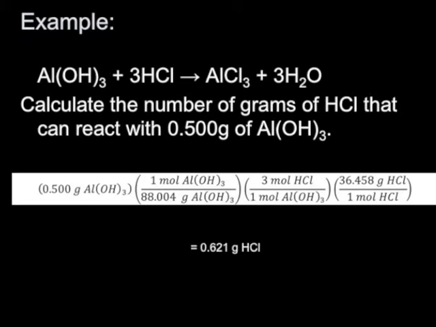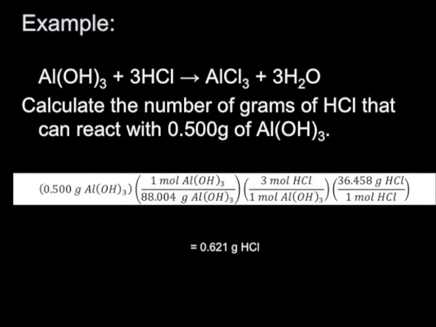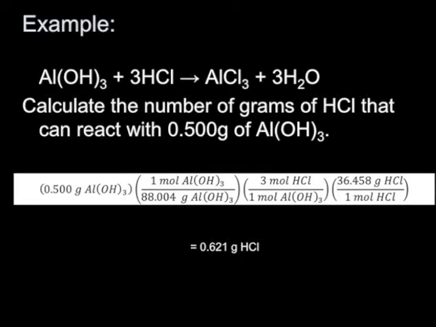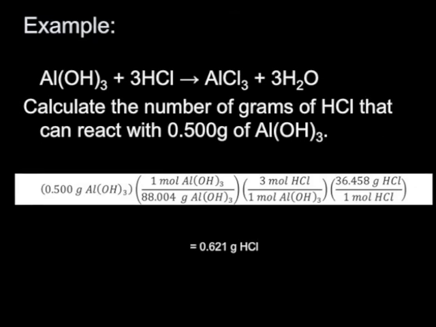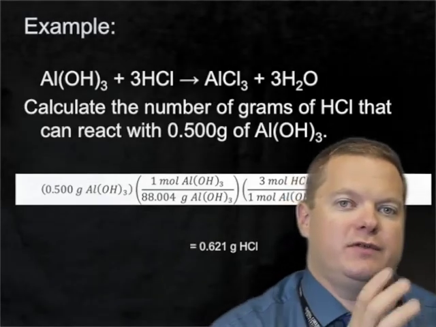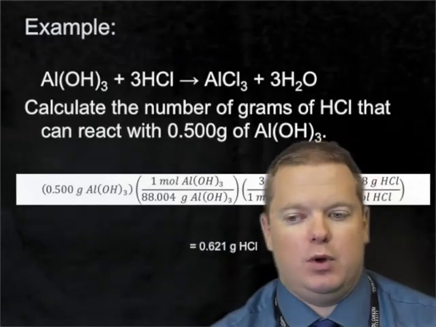So you can see it here, 0.5 grams of aluminum hydroxide times 1 over the molar mass, the 88.004, gives us moles. Get rid of the molar ratio, go from moles of aluminum hydroxide to moles of HCl, so we're multiplying by 3, and then we're going to convert back to grams to get the 36.58 grams. So 0.6121 grams of HCl is needed to react with this 0.5 grams of aluminum hydroxide because of the molar ratio. So for now, we're going to work this dimensional analysis to convert from moles of one thing to moles of another through this balanced chemical equation.